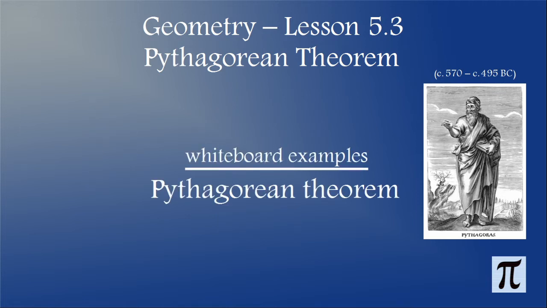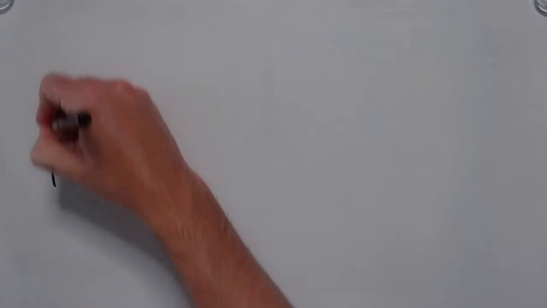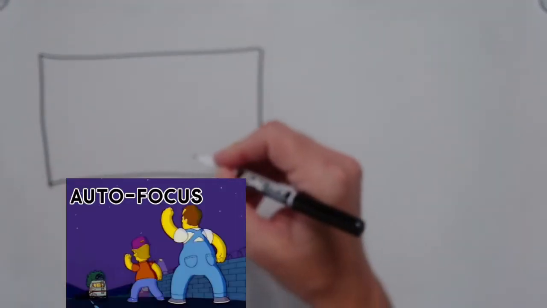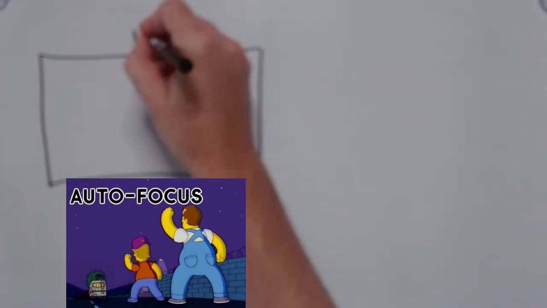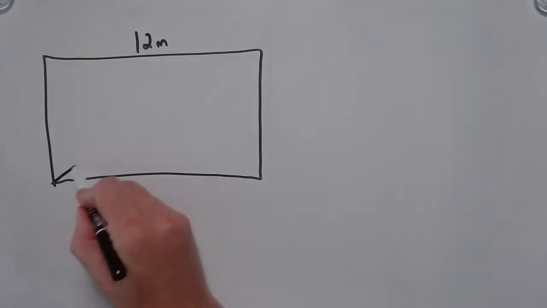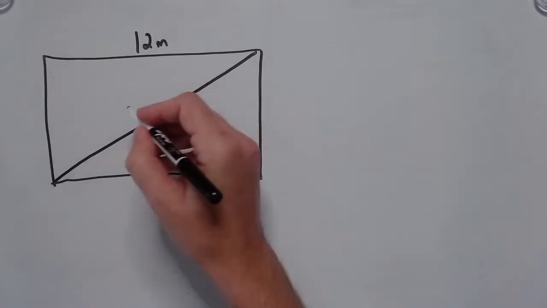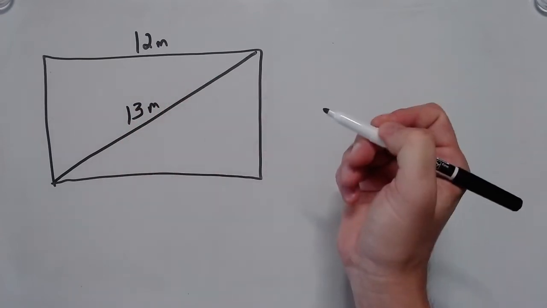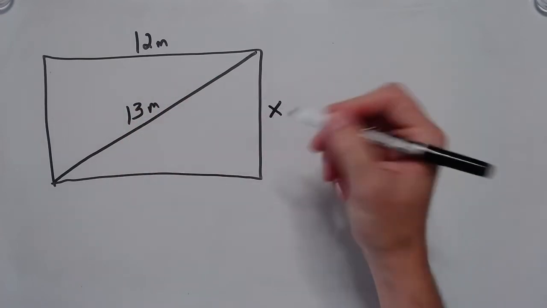So let's jump over to the whiteboard and do some quick examples. Alright, I'm going to draw a rectangle here, like so. And we're going to say that this is 12 meters up here. And then I'm going to draw a diagonal, like so, and say that this is 13 meters. And we want to know how tall is the rectangle.